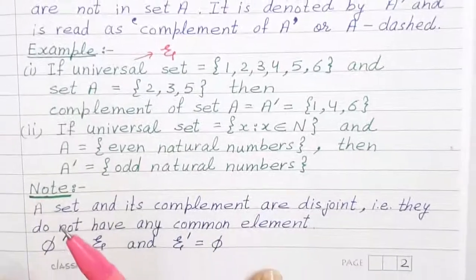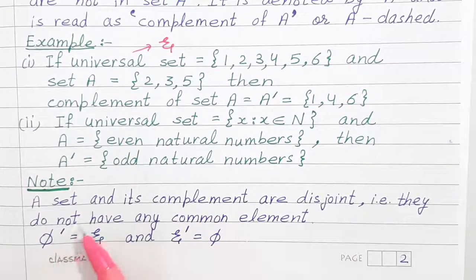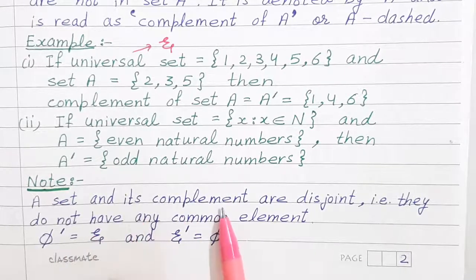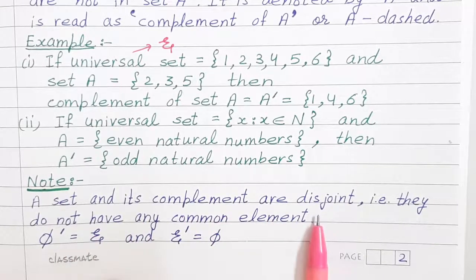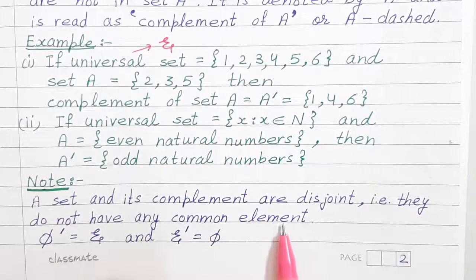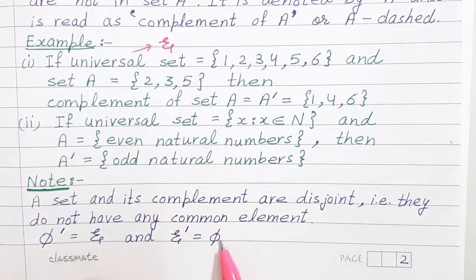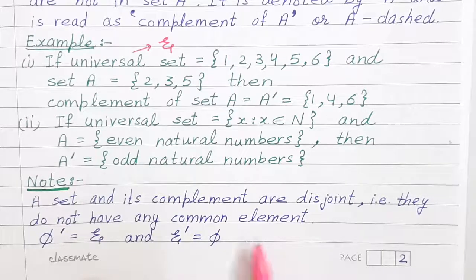Now children, note down one very important point here. A set and its complement are disjoint. That is, they do not have any common element, right? So that means phi complement is Xi, that is the universal set, and the complement of the universal set is phi, that is the null set, or you can say void set, right? So they are complements of each other here.